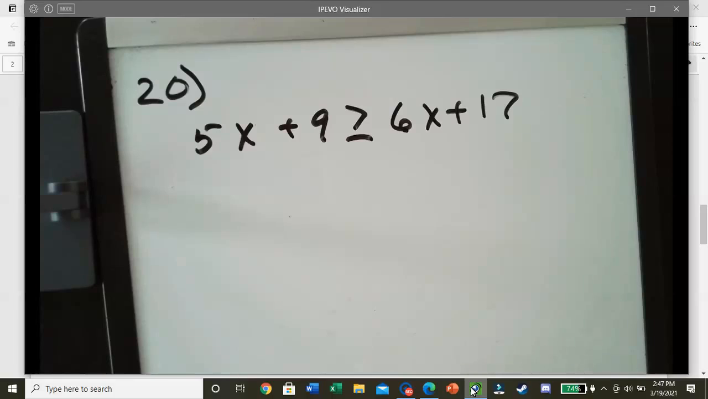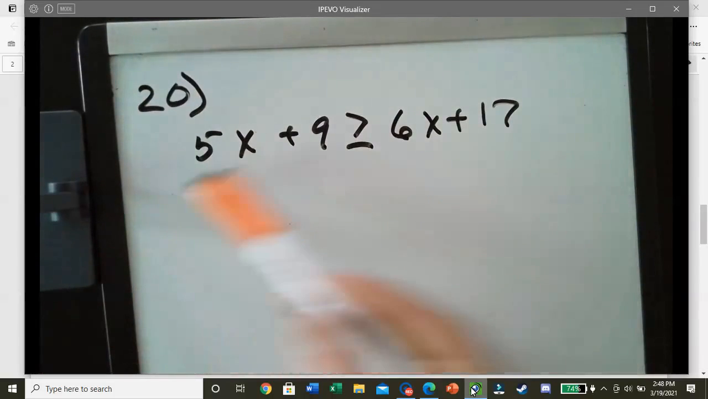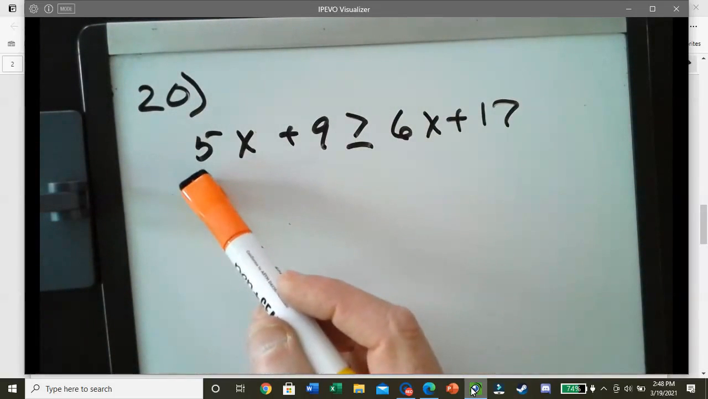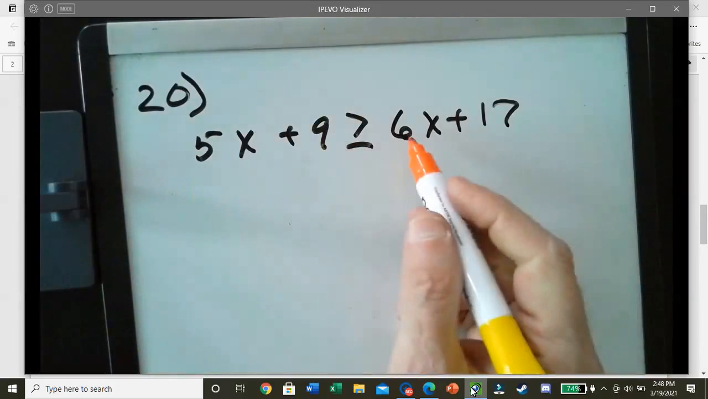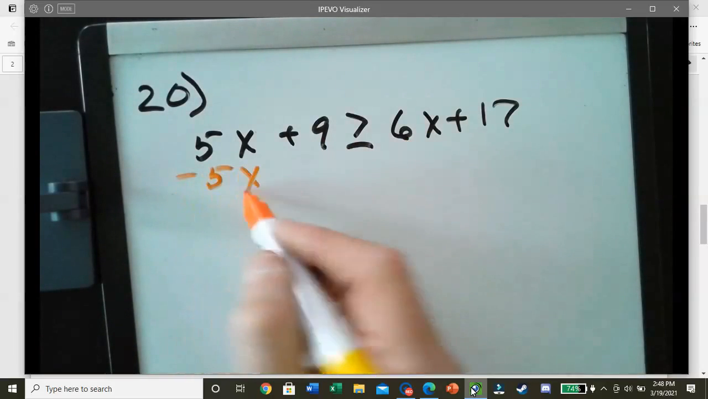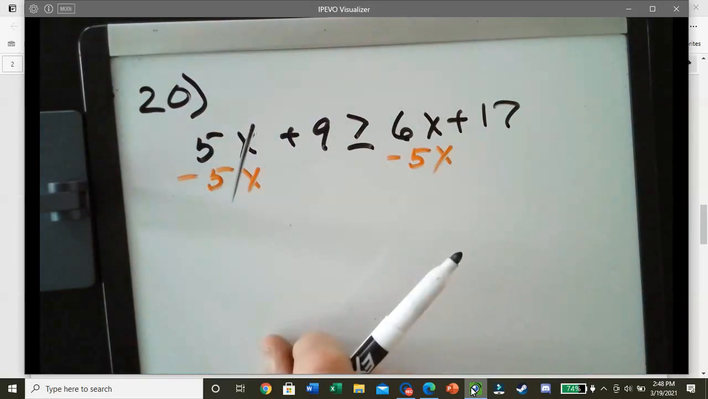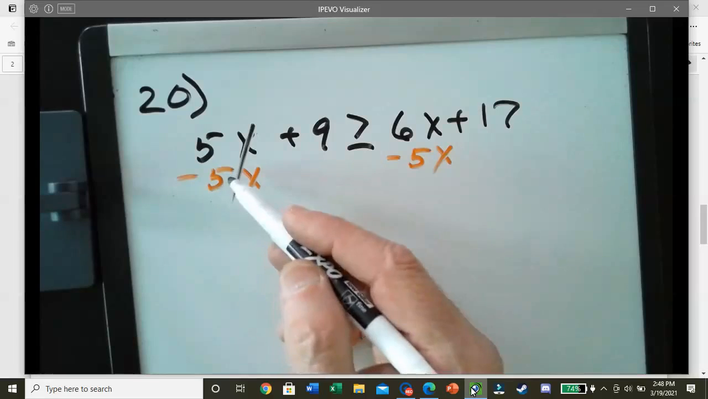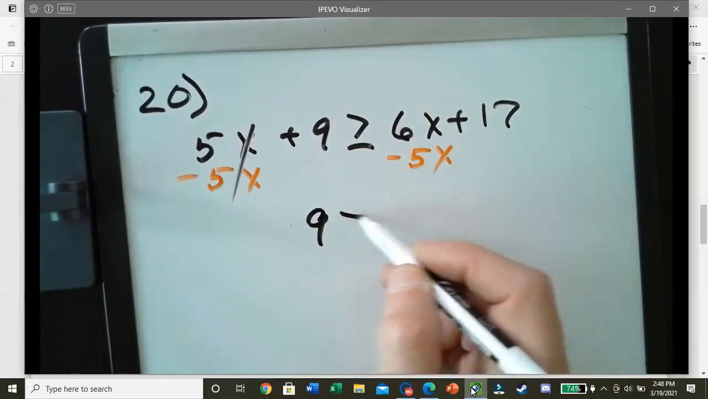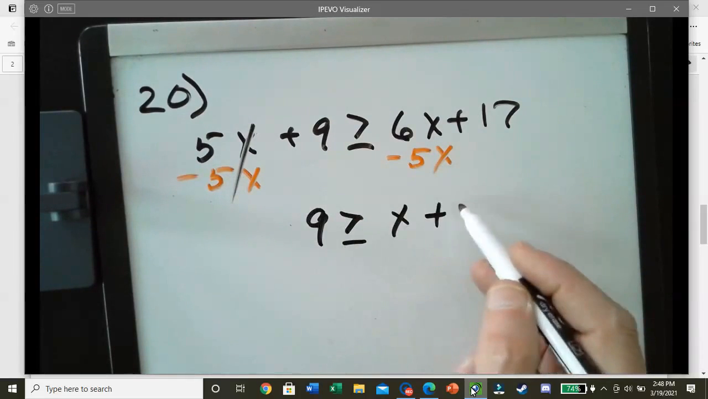If we added 5x, that'd make it 10x. So we don't want to add, we want to subtract. Minus 5x, minus 5x. Because that makes it go to 0. If we added 5, that would give us 10, and that doesn't do us any good. So that'd be 9 is greater than or equal to 6 minus 5, which is 1x, plus 17.